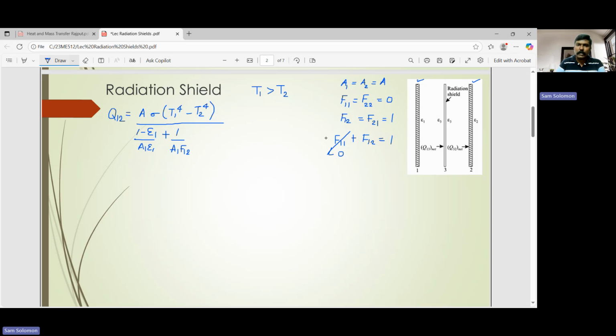And we know that the space resistance is because of the geometrical parameters of the plate and the distance that separates them. So the dimension of the plate and the distance that separates them contributes to the space resistance. And the third one is the surface resistance offered by surface number 2, and that is given by 1 minus epsilon 2 divided by A2 epsilon 2. And what we have seen here is F12 is 1. And we have assumed that A1 and A2 is equal to the area A. So if this equation is rewritten, this becomes A times sigma T1 power 4 minus T2 to the power 4 whole divided by 1 minus epsilon 1 by epsilon 1 plus 1 by F12 plus 1 minus epsilon 2 by epsilon 2 into area A1 by A2.